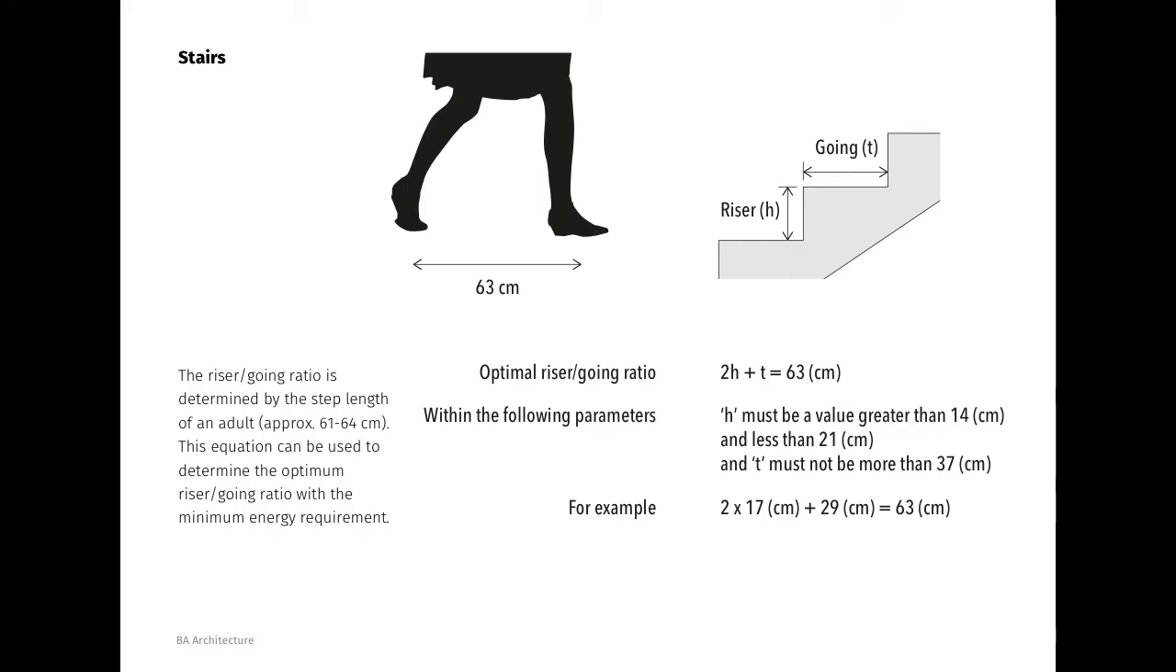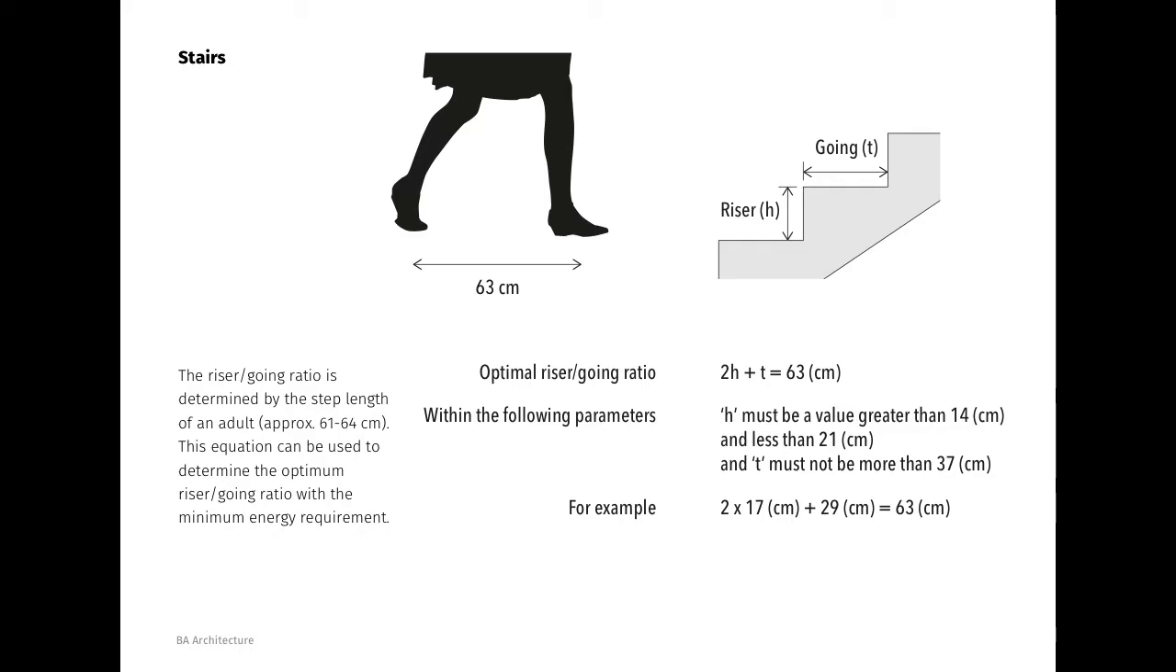And the formula is that twice the height of the step plus the depth of the step, the going, should be equal to 63 centimeters. That's the formula expressed here on the screen. The optimal riser-going ratio is twice the height plus the tread, or the depth of the step, equal to 63 centimeters. But within that, there are certain parameters.